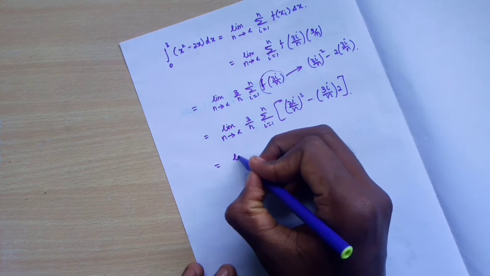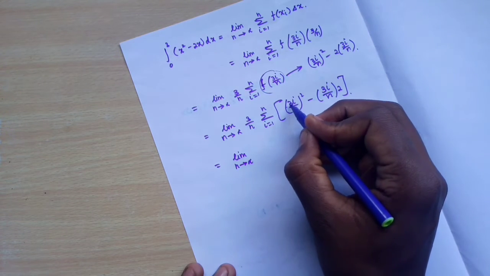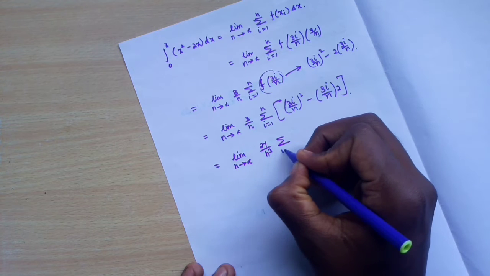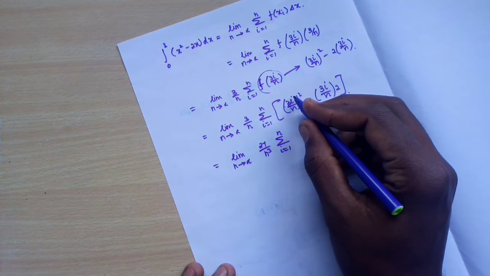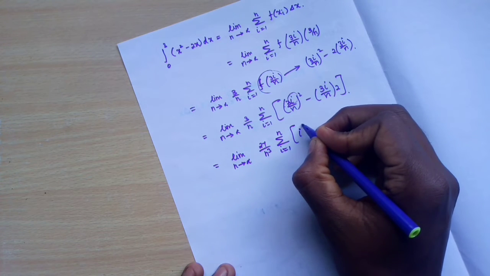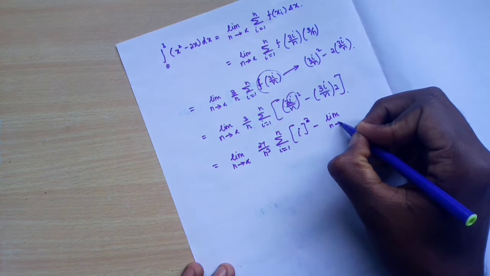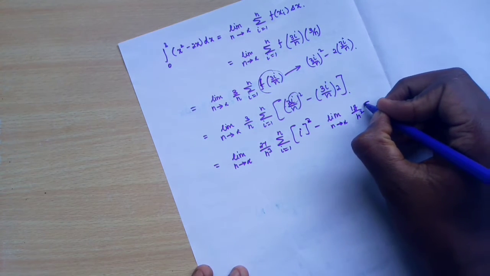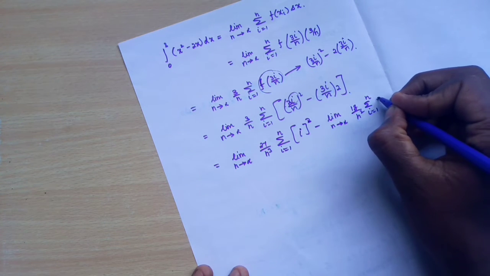Therefore we get the limit as n tends to infinity, here 9 into 3 is 27, therefore 27 by n cube into the summation of i equal to 1 to n of i square, minus the limit as n tends to infinity of 18 by n square, summation of i equal to 1 to n of i.